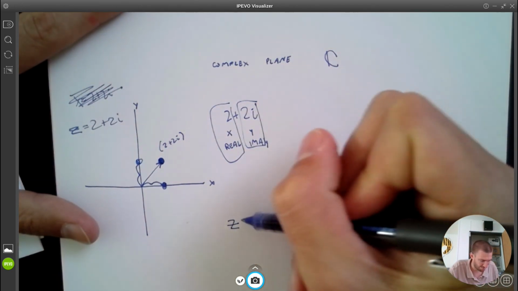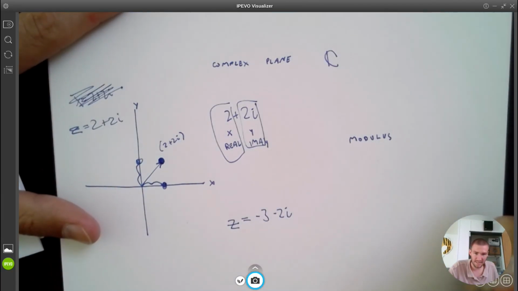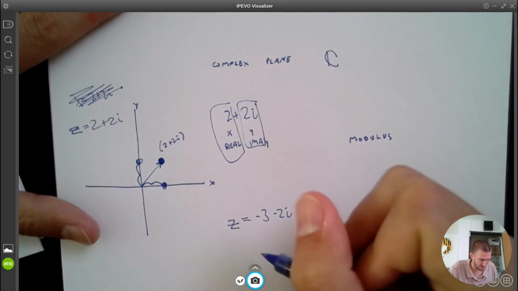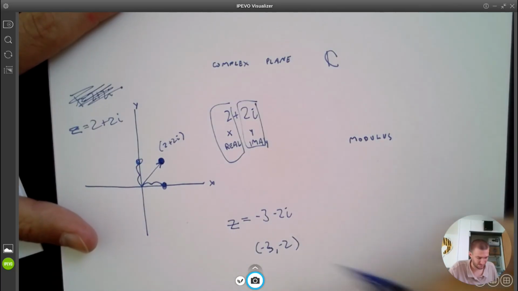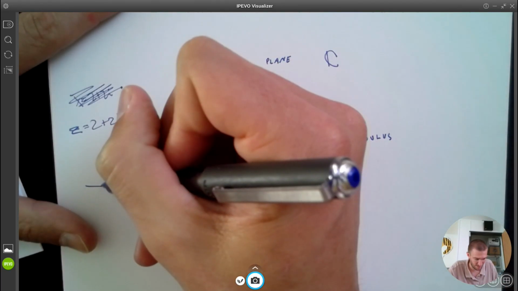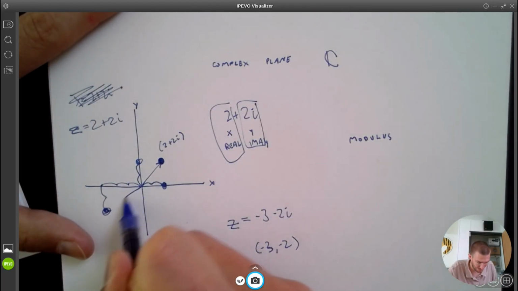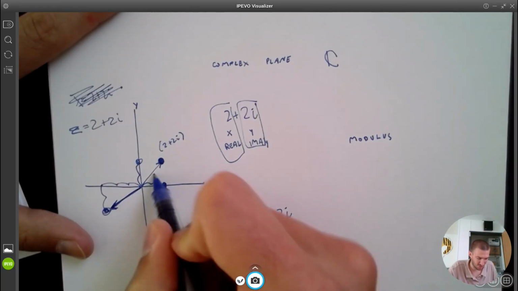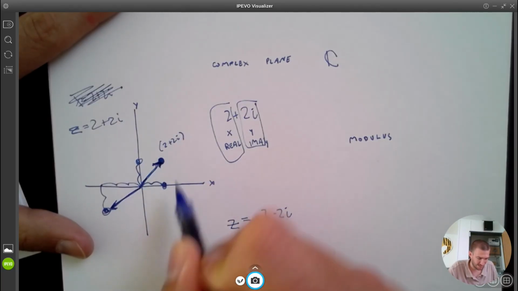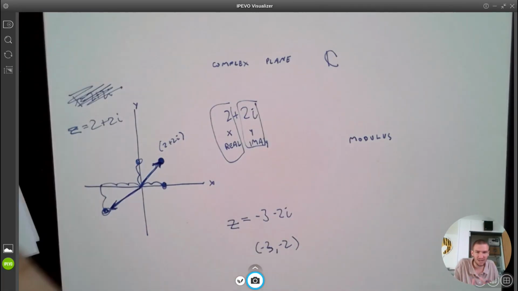If we want to graph z equals -3 minus 2i, it literally just means -3, -2, right? Just go -3, -2. Here it is. Now sometimes we start to think about these as vectors almost, because it's like the directions that we want to go, and so vectors kind of come into play a little bit.